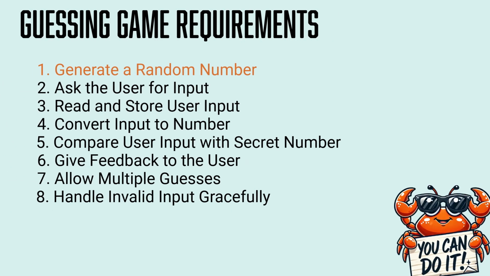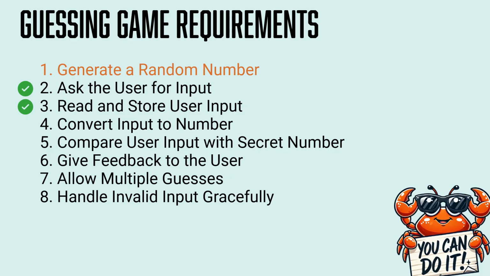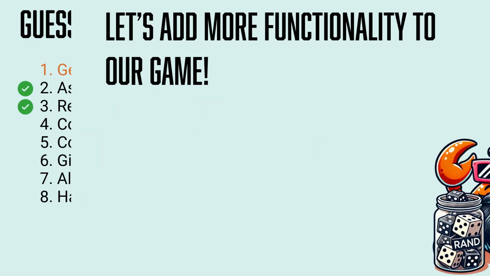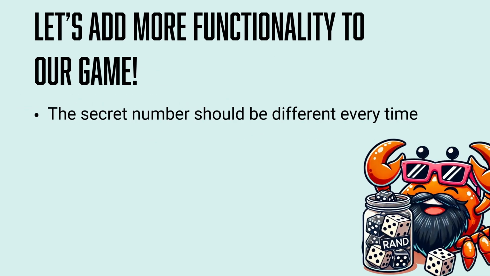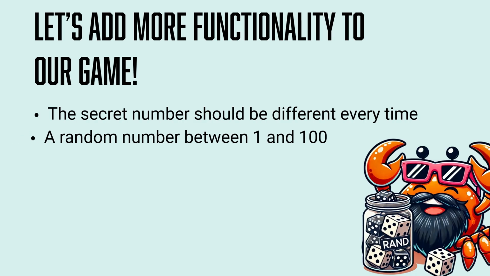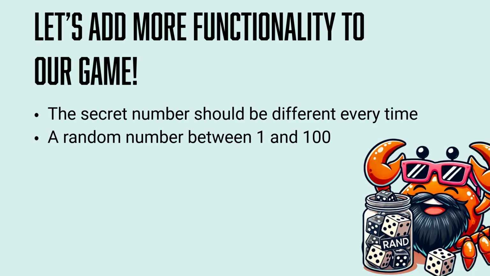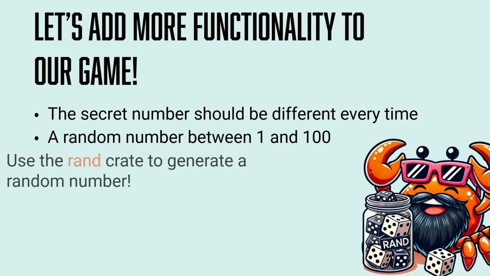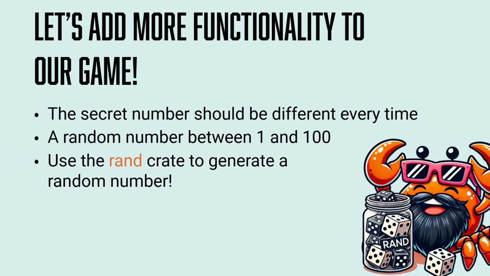We're ready to add more functionality to our game. Now we need to generate a secret number for the player to guess. To keep the game fun and replayable, this number should be different every time. We'll use a random number between 1 and 100 to make it challenging, but not too difficult. Rust's standard library doesn't include random number functionality, but the Rust team provides a crate called rand, which allows us to generate random numbers easily.